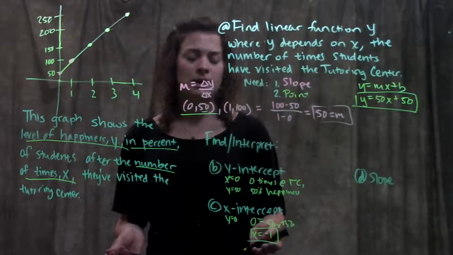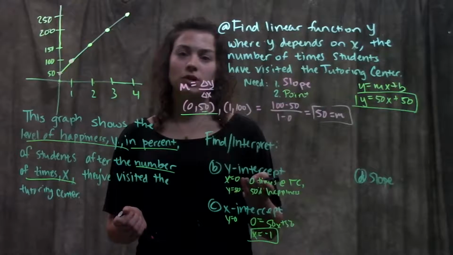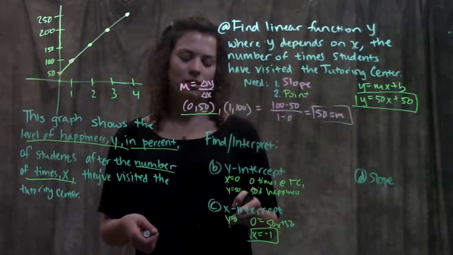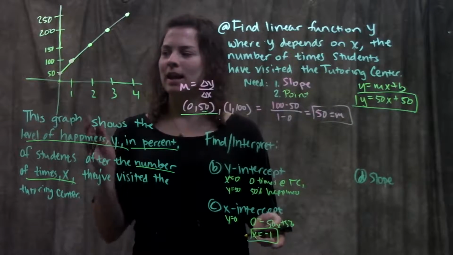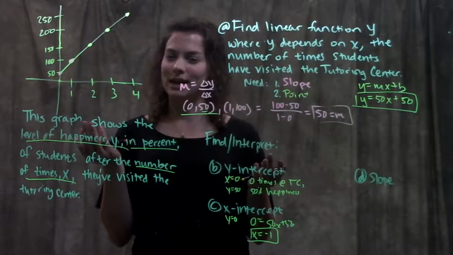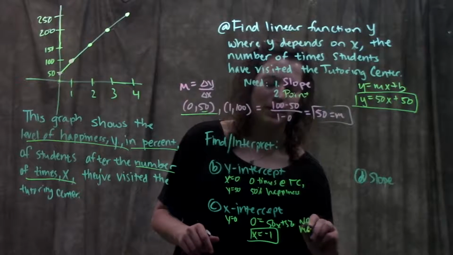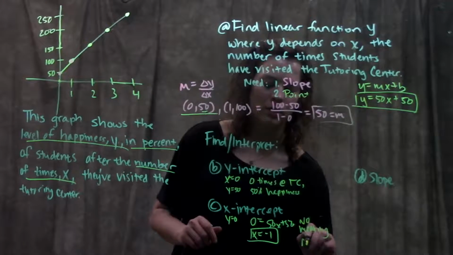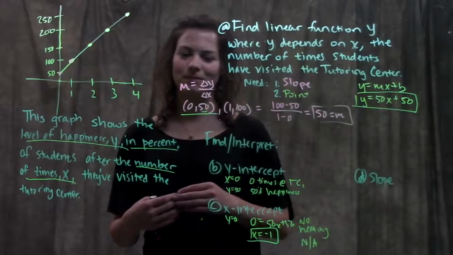All right, so what this would mean in terms of our variables is that if you visit the tutoring center negative 1 times, your happiness level will be at 0. But negative 1 isn't an actual value in this case because you can't visit something negative 1 times. So in this case, the x-intercept actually has no meaning, or it's not applicable for this scenario because you can't visit something negative 1 times.